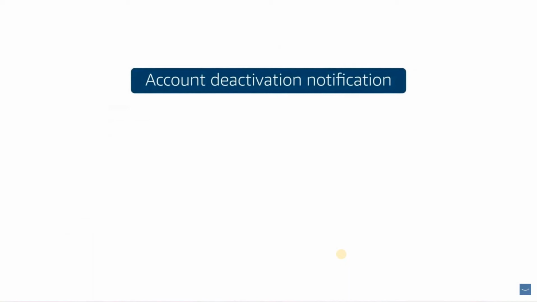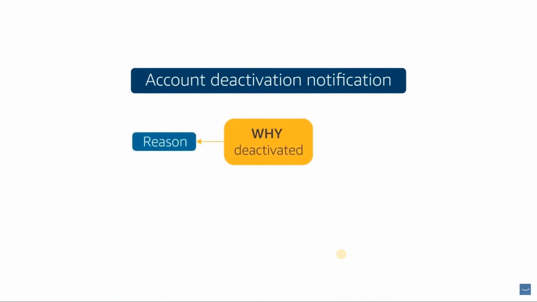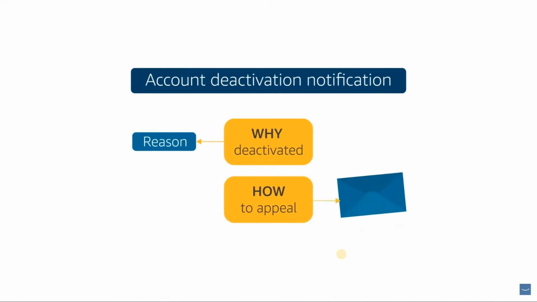The notification informing you that your listing or account has been deactivated will include 2 parts: why the listing or account is deactivated, including the reason for deactivation, and what is needed to appeal. Most often, you need to send a plan of action that explains the root cause, the actions you've taken to resolve the issue, and what you've done to ensure this issue won't happen in the future.